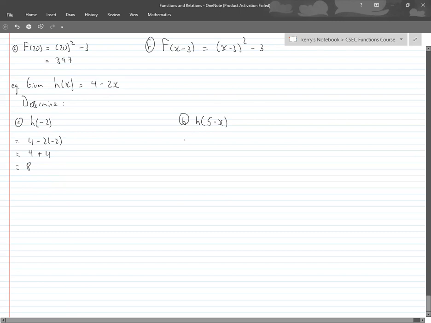This one here now. So this will give us 5 minus x. So what is in the brackets, this is now your input.